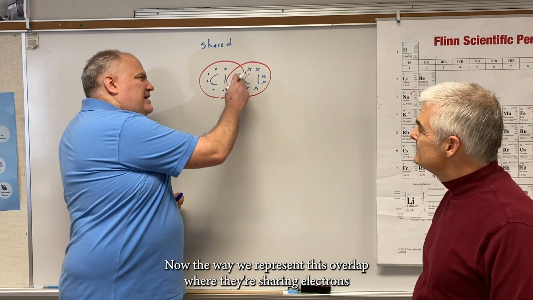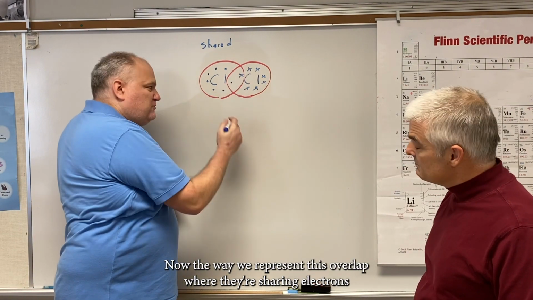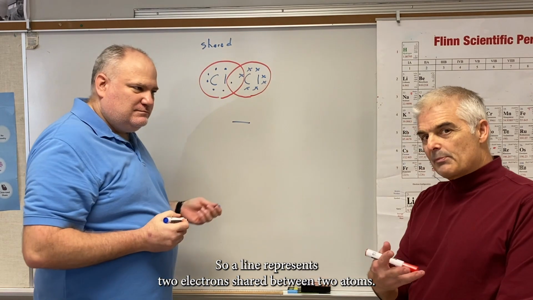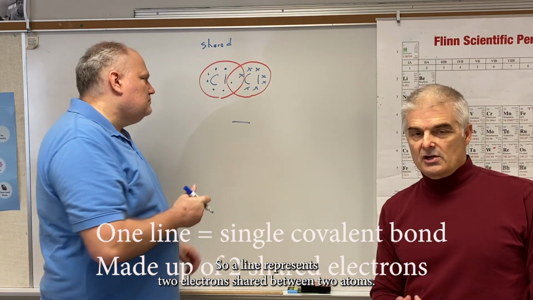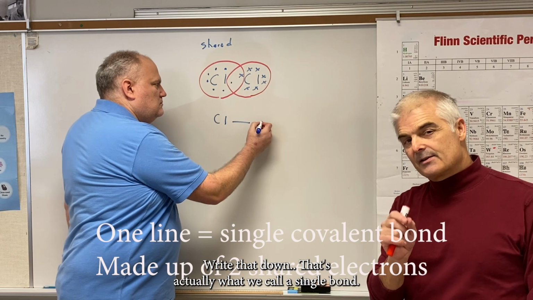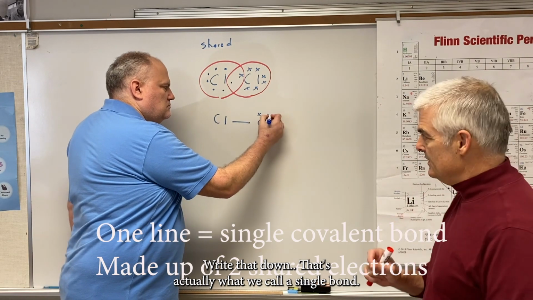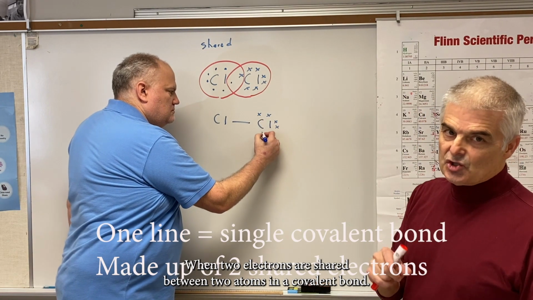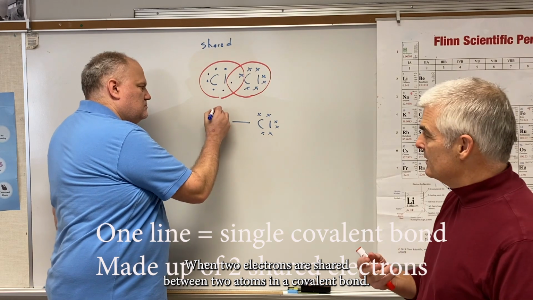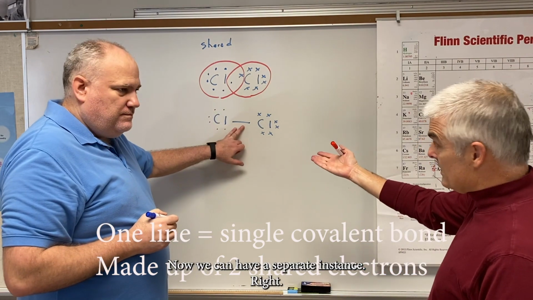Now the way we represent this overlap where they're sharing electrons is we draw a line. A line represents 2 electrons shared between 2 atoms. Write that down. That's what we call a single bond, when 2 electrons are shared between 2 atoms in a covalent bond.